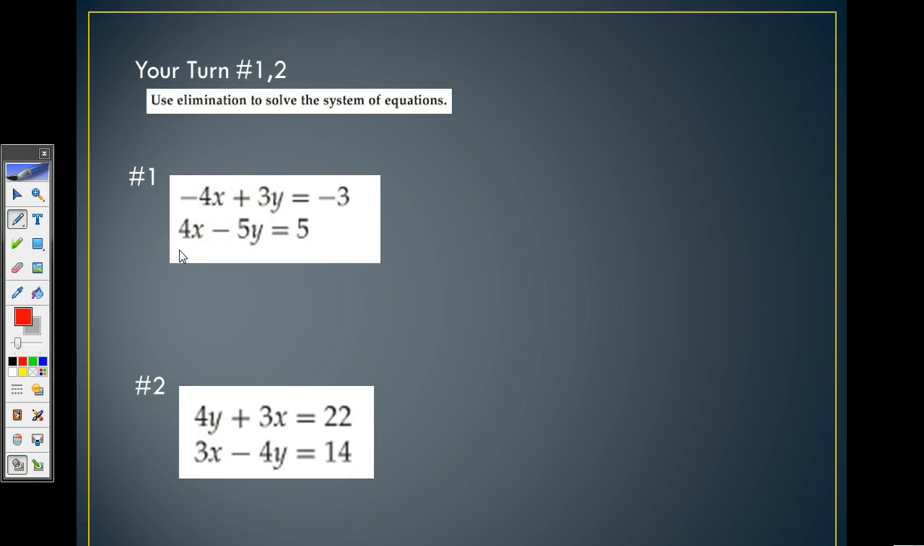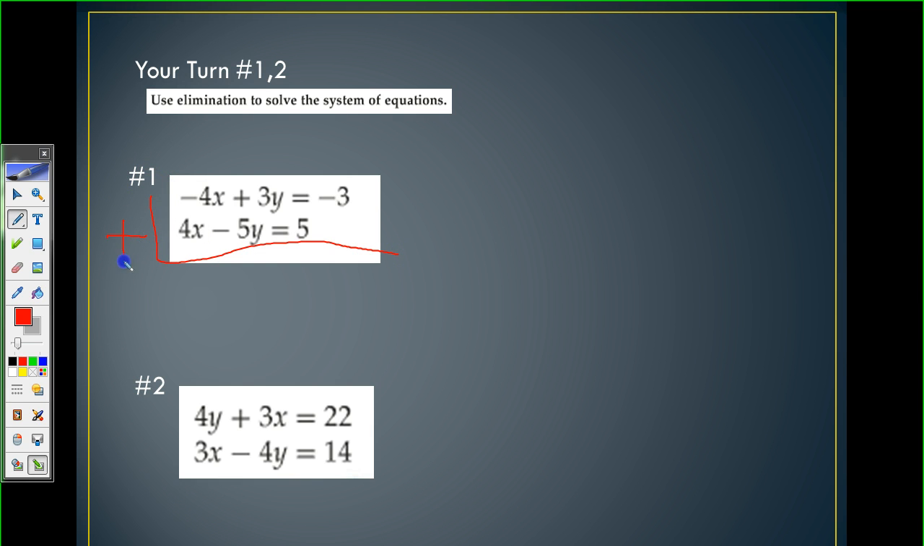So what I would do here, just a little hint before you start: I would add these two equations, so that variable would be eliminated. And then you can solve for y. Once you have your y, you can put it in either one of these equations to solve for your x. Okay. So here, they're trying to trick you.